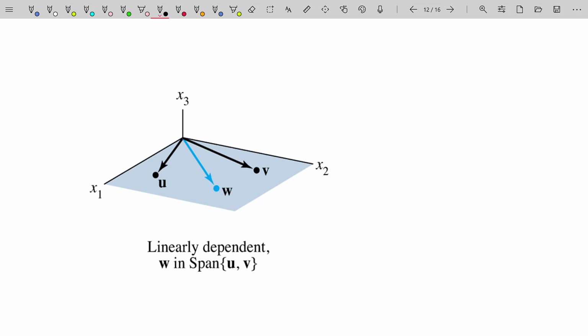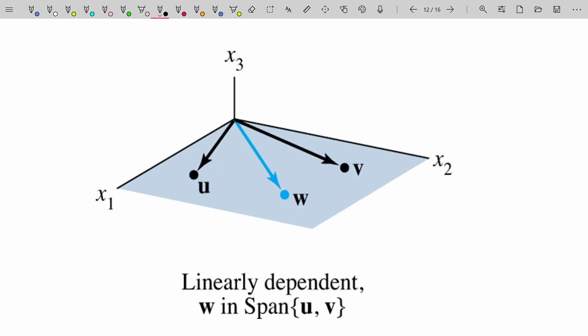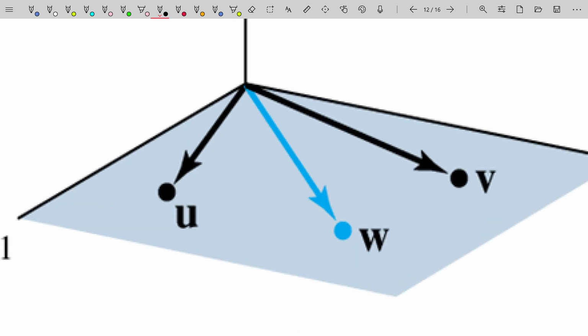This visual is for R cubed, but the idea is you have two vectors, u and v, and a third vector that's a linear combination of those two vectors u and v. Now by that theorem, if you have a set of three vectors, one of which is a linear combination of the other vectors, then that set is linearly dependent. And this set is linearly dependent visually because that blue vector is extraneous.